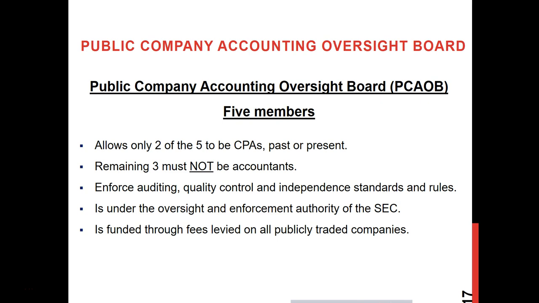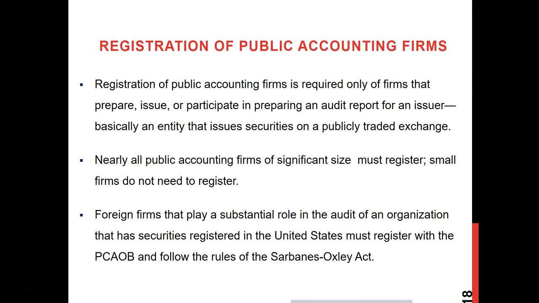They should have 5 members, and only 2 of these 5 members will be CPAs or accountants, and the remaining 3 must not be accountants. And this board enforces auditing, quality control, and independence standards and rules, and it is under the oversight and enforcement authority of the SEC. It is funded from fees levied on all publicly traded companies.